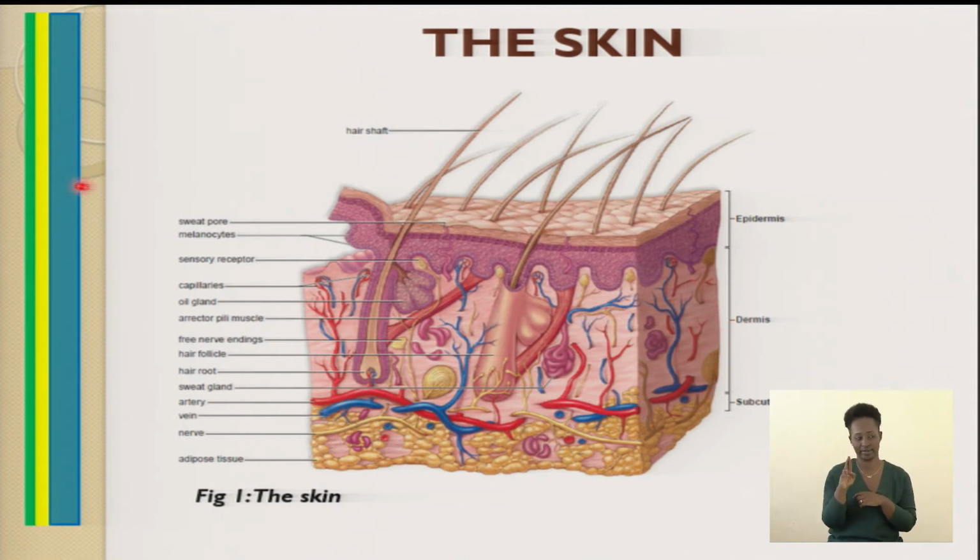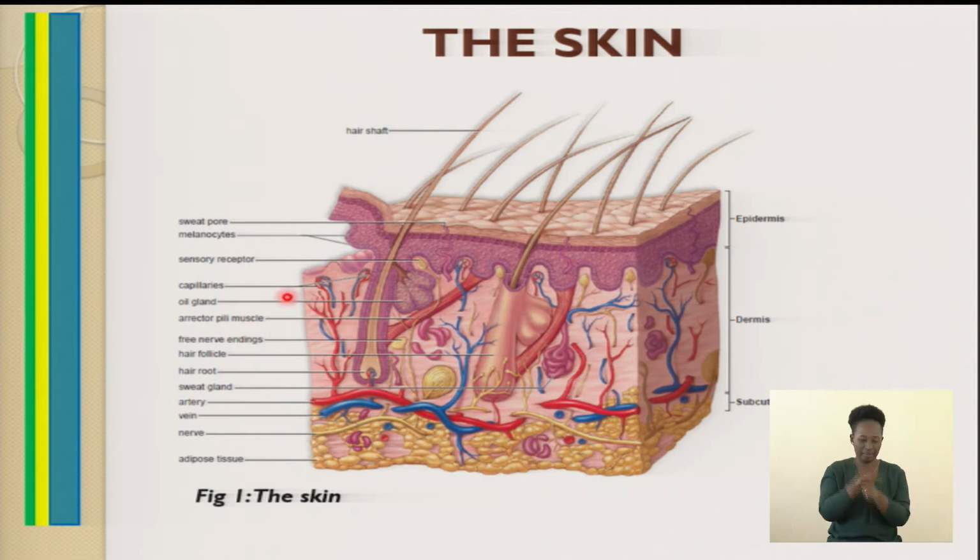We also have other parts. As you can see, this is something that is raised up, what you call a hair follicle. We have other parts which make up the epidermis. We have the sweat pore. We have melanocytes. We have sensory receptors. We have capillaries. We have the oil gland. Most of you sometimes find you have oil on your skin. It is produced by the oil gland. We have erectile pili muscles. These are called erectile pili muscles.